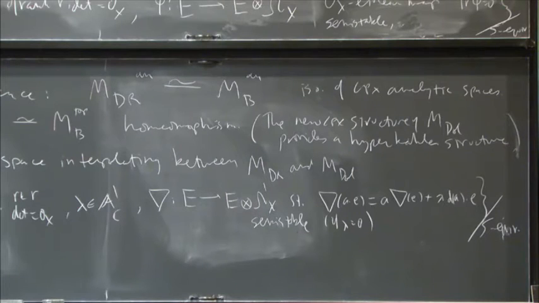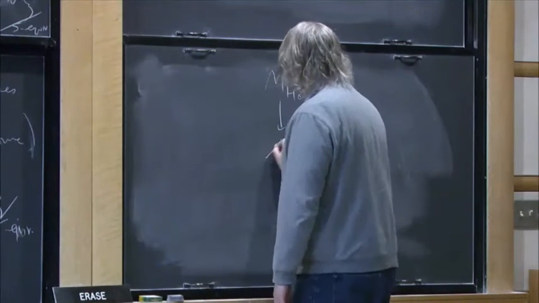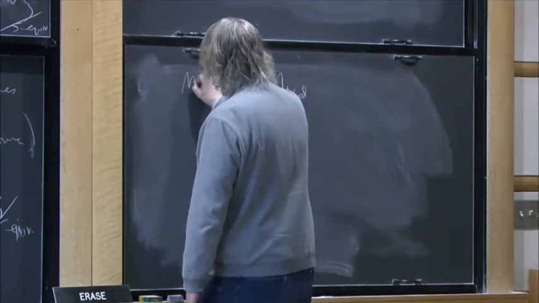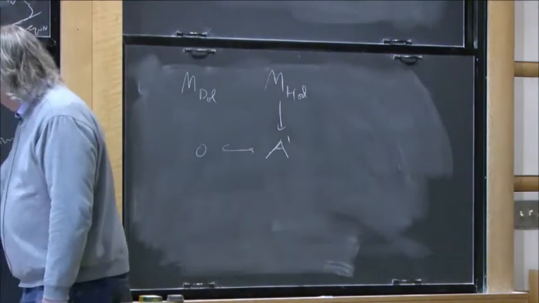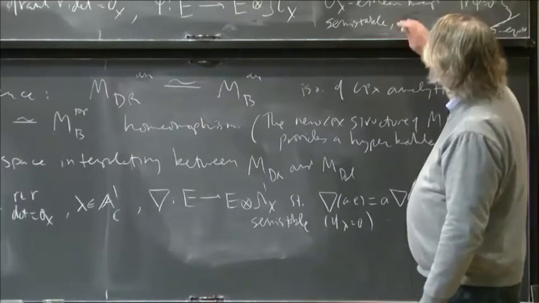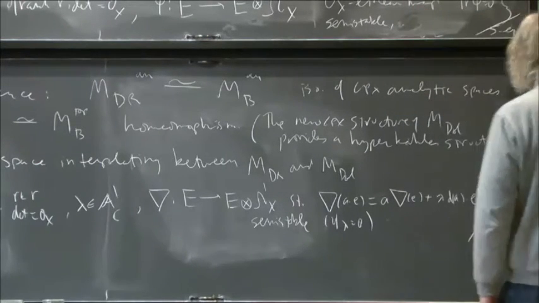So I have this moduli space, this Hodge moduli space over the affine line. At the point 0, if we specialize to lambda equals 0, this just becomes an OX linear operator. So that's the same as here. If we specialize to lambda equals 1, this becomes a connection. Okay.